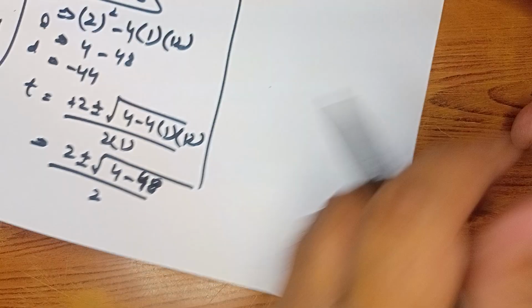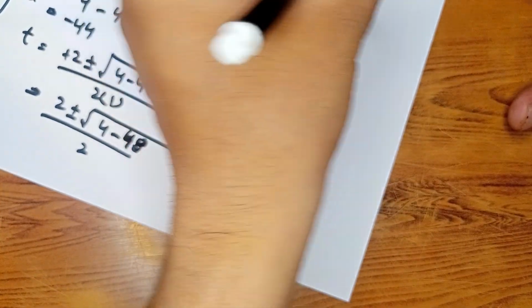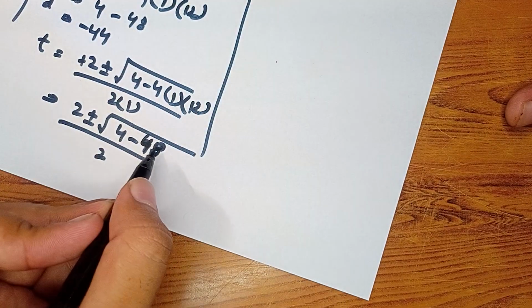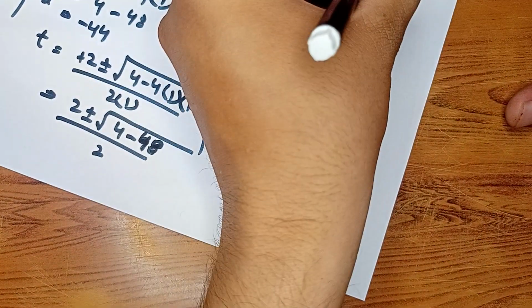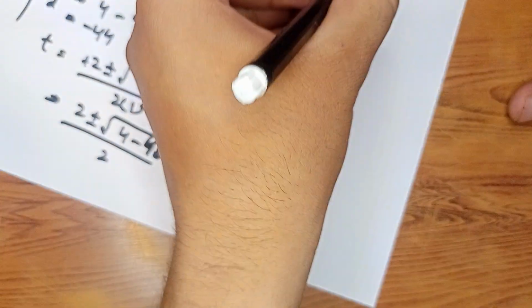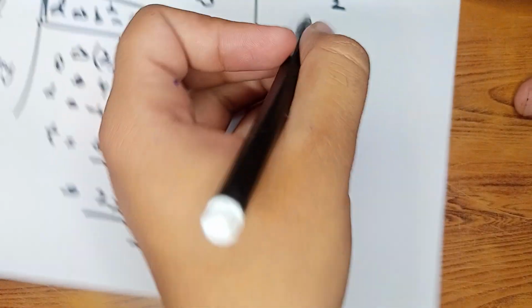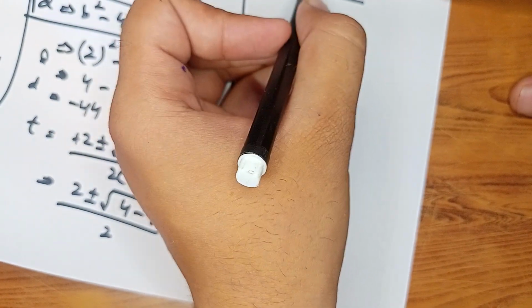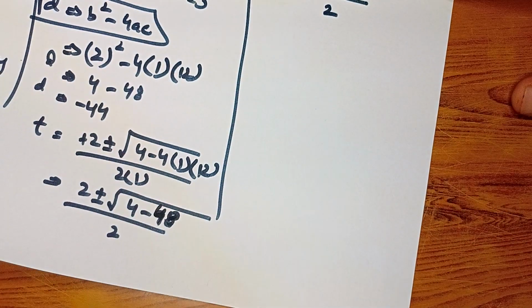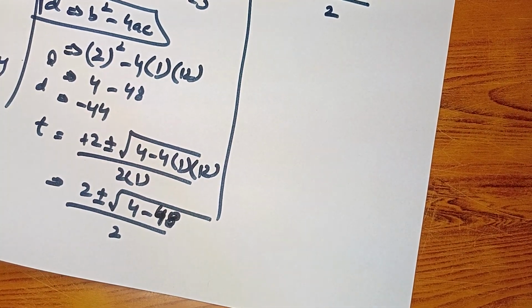Then I take this point and this point. It is 2 plus minus under root of 4 minus 48, which is minus 44, divided by 2. In this question, the value under the root is negative. What should I do?